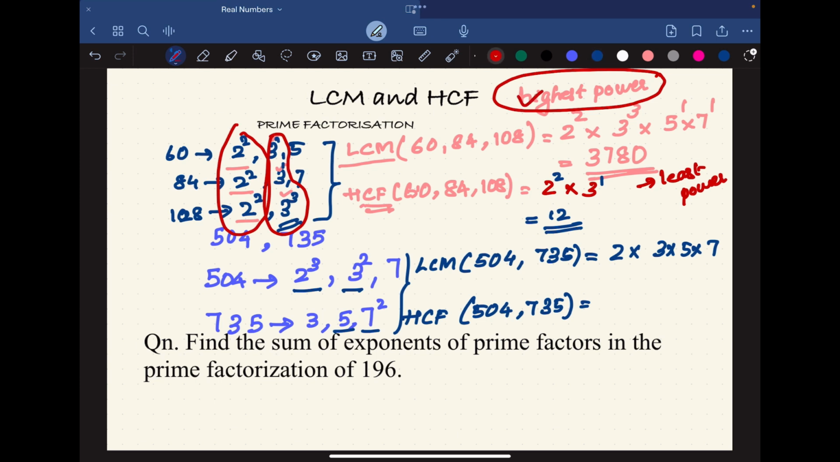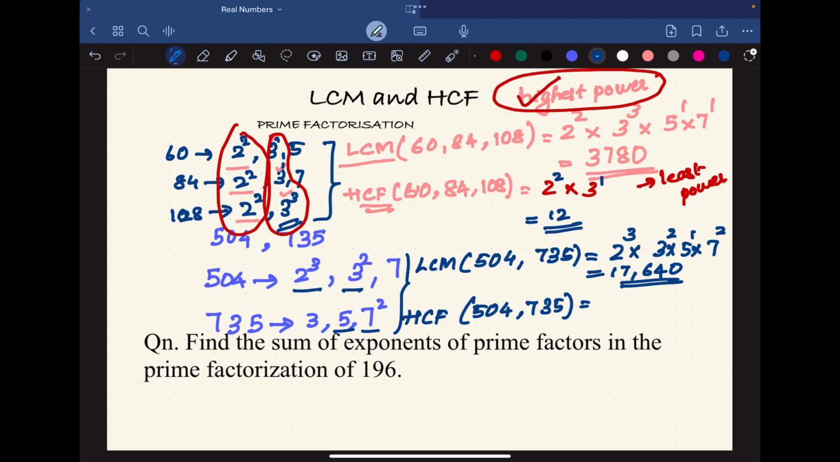We have to look for the highest power, because this is the least common multiple. Clear? So the highest power of 2 here is 2 raised to 3. The highest power of 3 here is 3 squared, and the highest power of 5 is 1, and for 7 is 2, right? Now we are going to multiply all these and you will get 17,640 as the answer for the LCM.